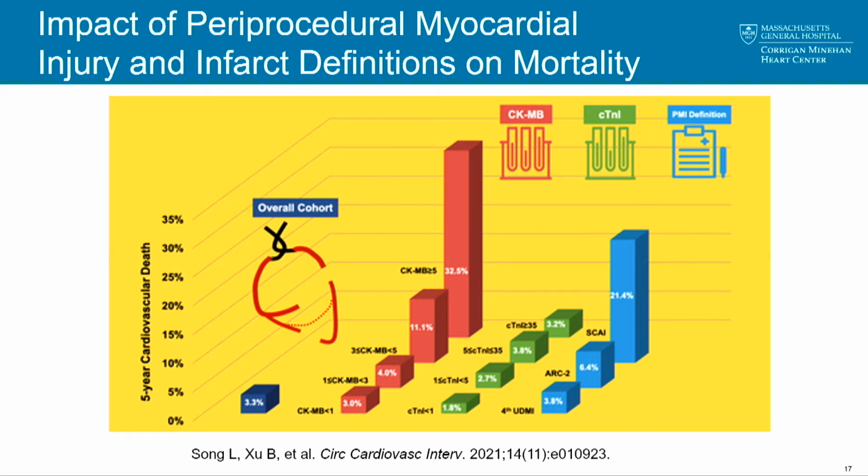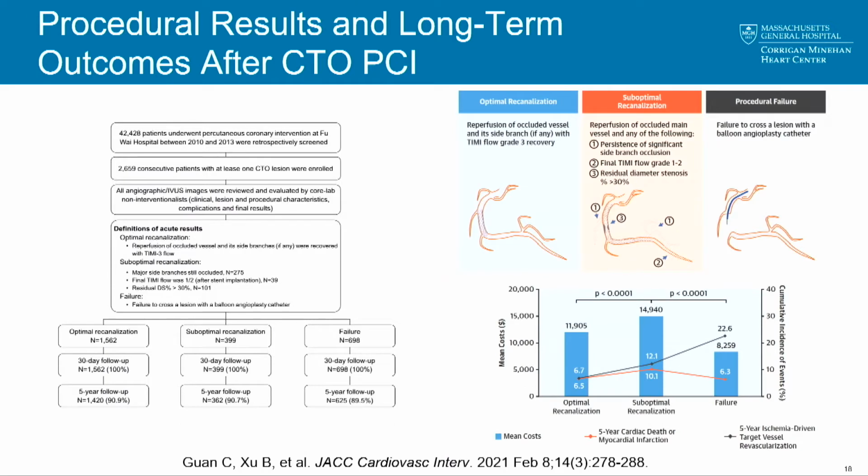So if we are going to be doing these trials, the definition of MI should really be CKMB greater than 5 times normal or the SKY definition. Now, one of the things with CTO-PCI is that you're obviously invariably going to fail. You're not going to be successful 100% of the time. But is there something worse than failing?